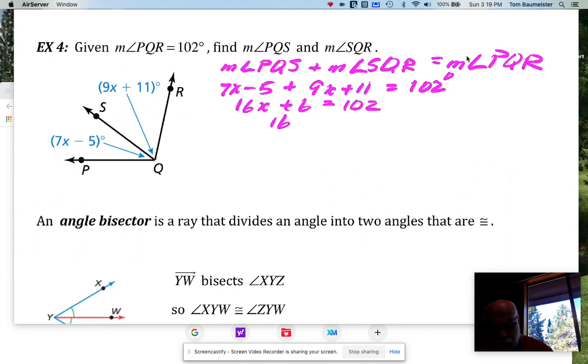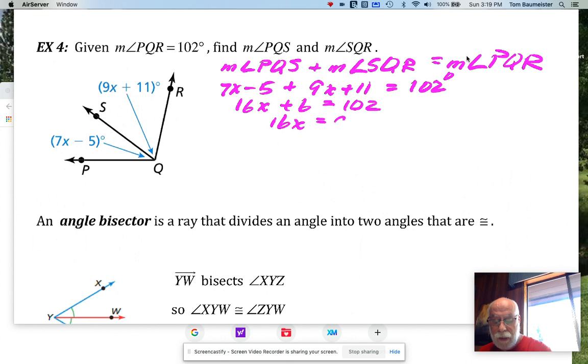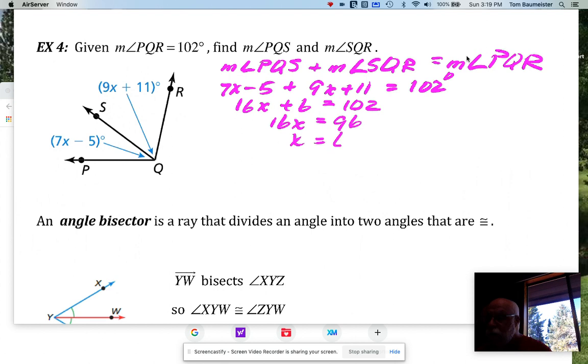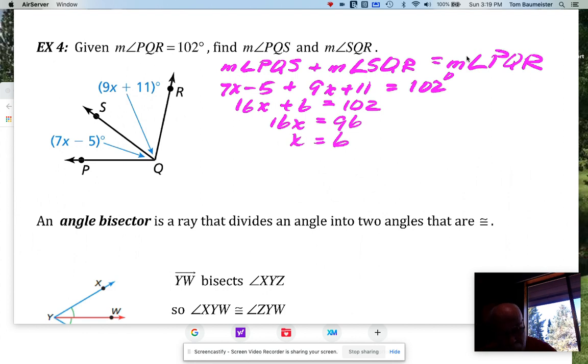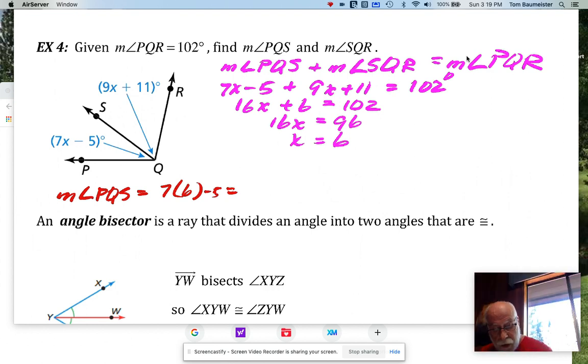I'll subtract 6 on both sides. So I'll get 16x is equal to 96. Now I'm going to divide by 16. That'll give me that x is equal to 6. So now to find the other two, I'm going to plug it in. So the measure of angle PQS is equal to 7, we said x is 6, minus 5, which will give us 37 degrees.